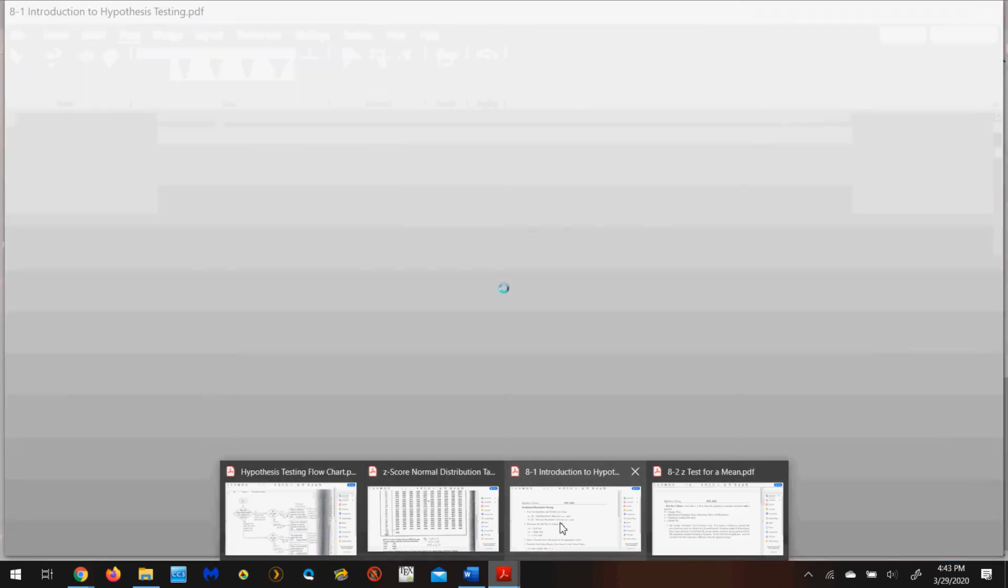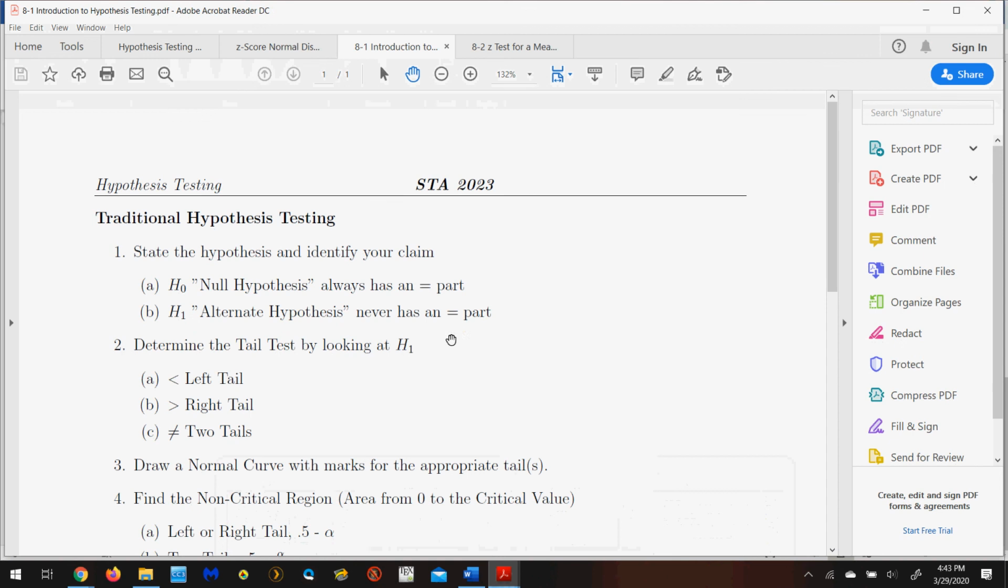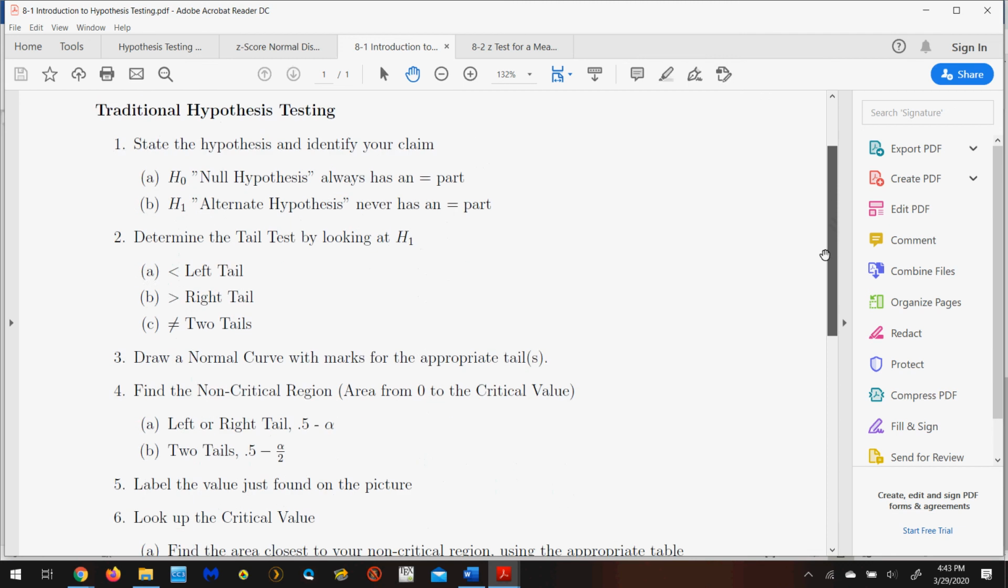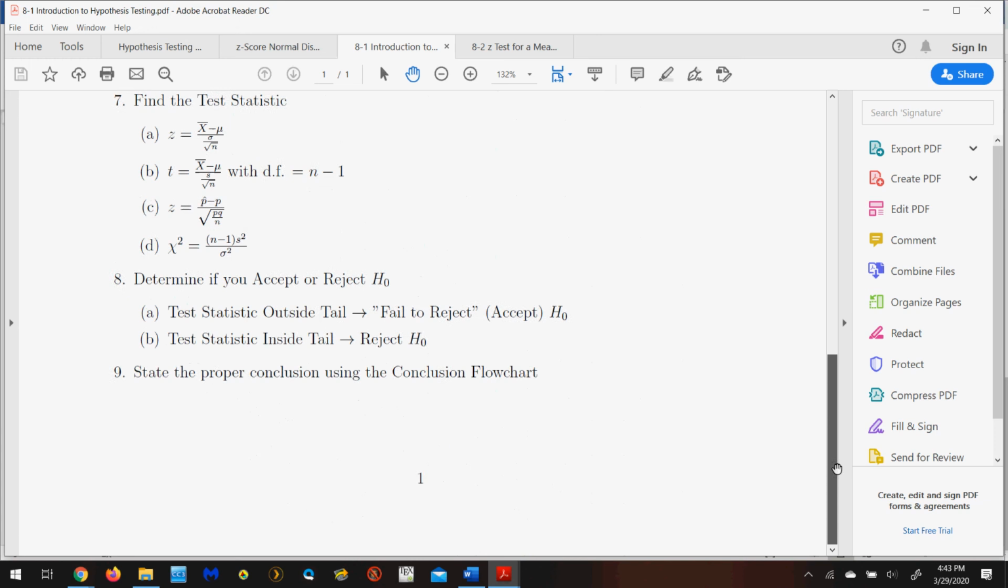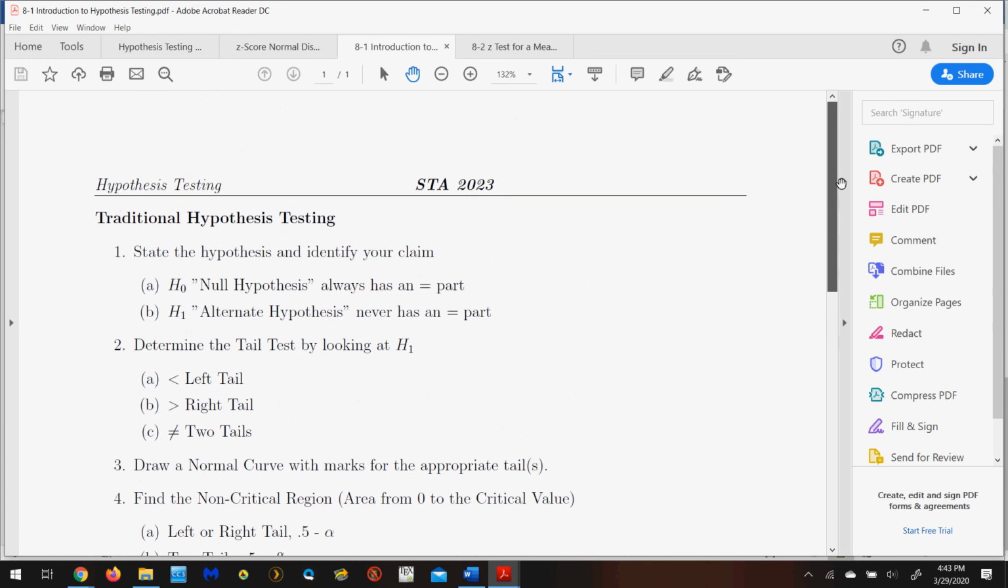And I'm going to be referring back to this hypothesis testing PDF to use as a guideline for going through the entire hypothesis testing process. So the first thing it says is I'm going to need to state the hypotheses and identify my claim.